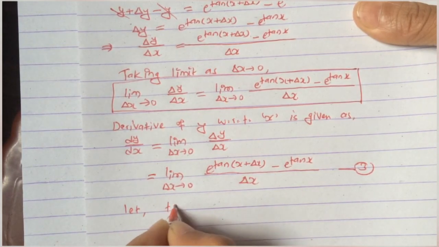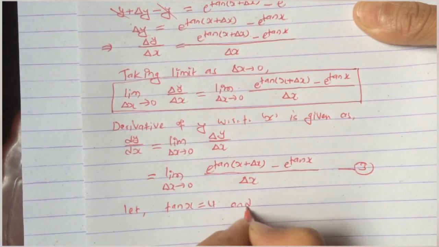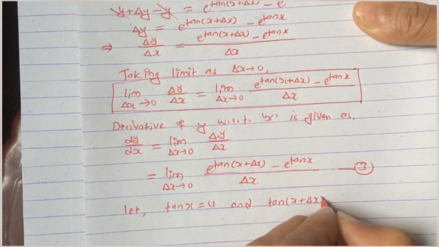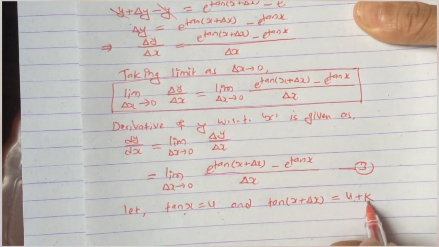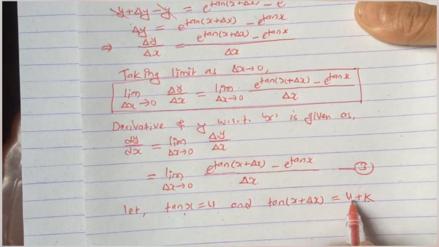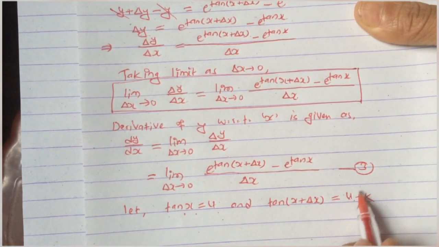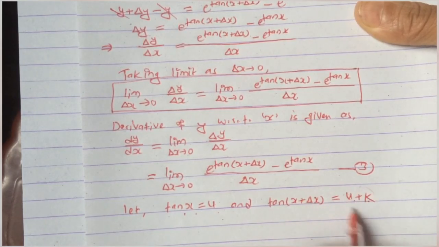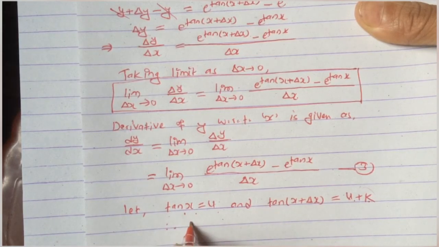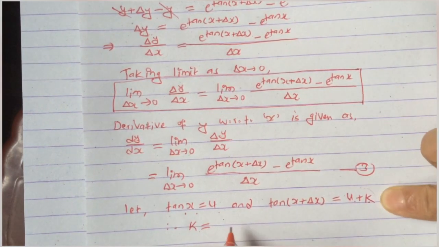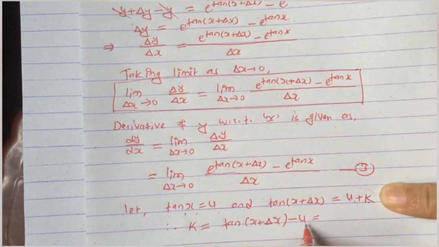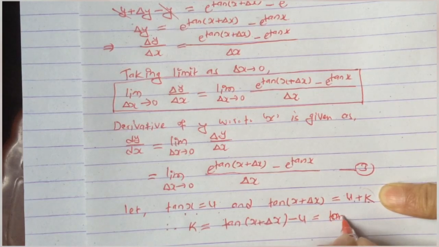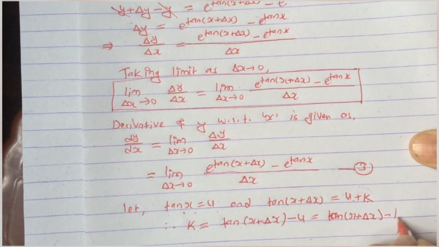Here we have to insert a few things. For example, let's suppose tan x equals u, and tan of (x plus del x) equals u plus k. K here, as del x represents the change in the value of x, represents the change in the value of u, so that k equals tan(x plus del x) minus u, and if you insert the value of u, then you get k equals tan(x plus del x) minus tan x.